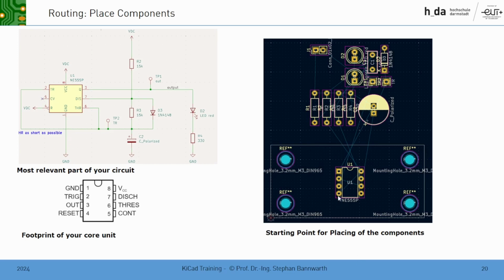So what we have seen, what makes sense is left side output circuit, right side timing determining circuit, so R2, R3, C2 on this side, and at the top side our power circuits. So now let's do this, and we start with the output circuit on the left side to route D2 and R4.